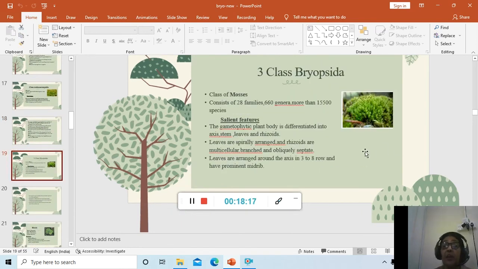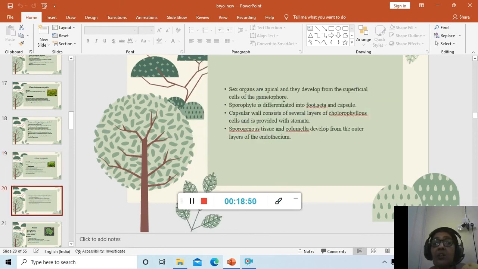And the class Bryopsida, otherwise called mosses, consists of about 28 families, 660 genera, and nearly 15,000 species. The gametophyte plant body is differentiated into foot, seta, and capsule. And the leaves are spirally arranged, and the rhizoids are multicellular, branched, and obliquely septate. And leaves are arranged around the axis in 3 to 8 rows and have a prominent midrib also.